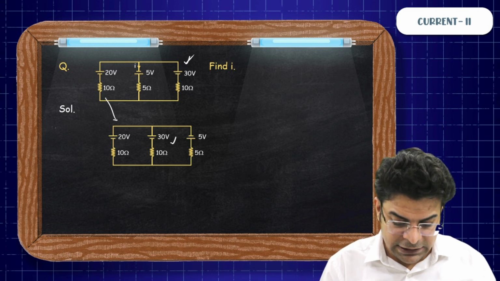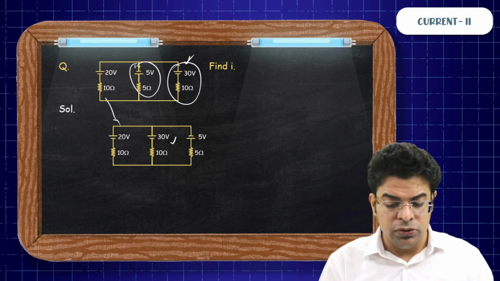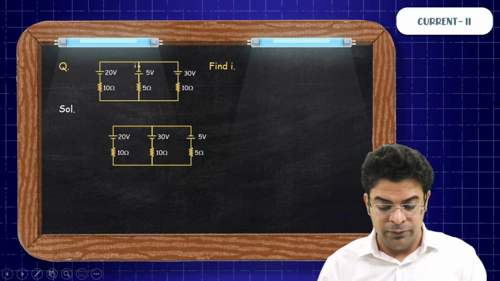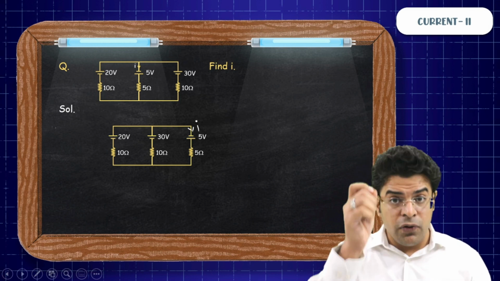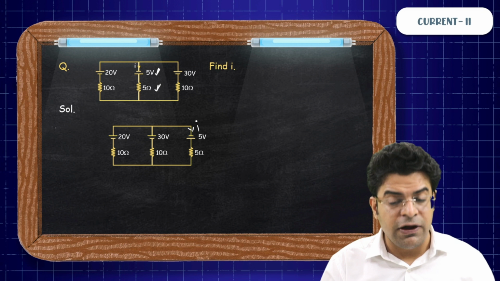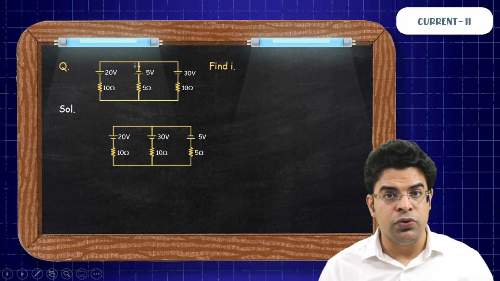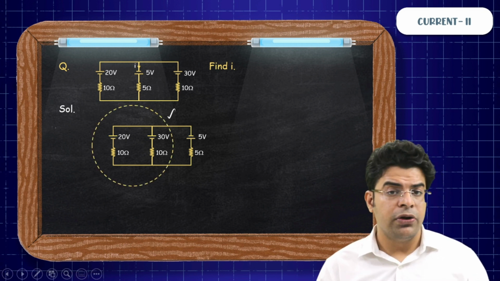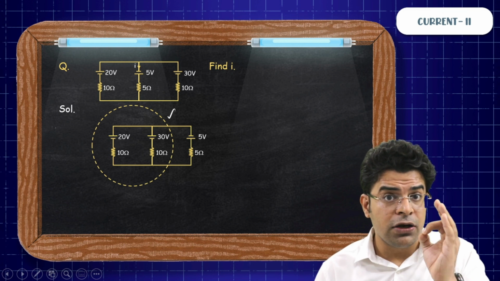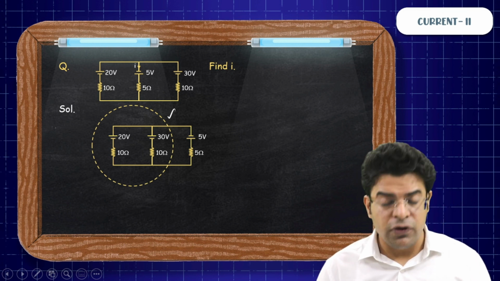So this one is same. I have switched these 2 and moved the 5 volt to the side. My mission is to find the current flowing through this cell of 5 volt and 5 ohm, right? Now what I am going to do is combine these 2 using the parallel combination of cells. First of all, I will find out the R equivalent.